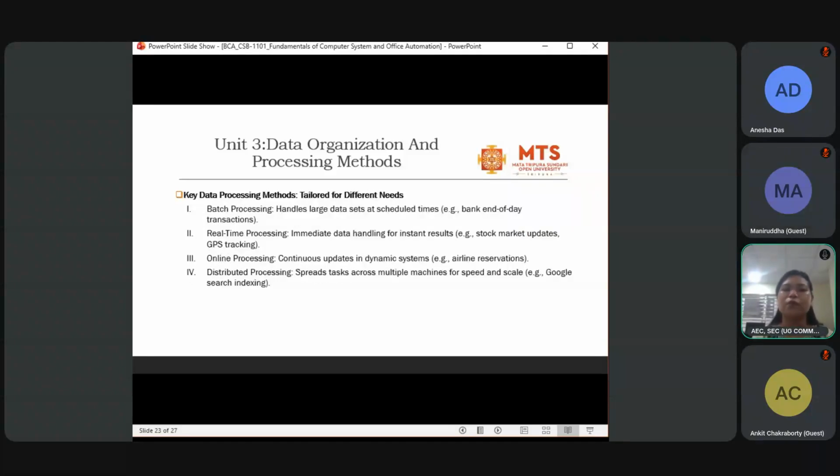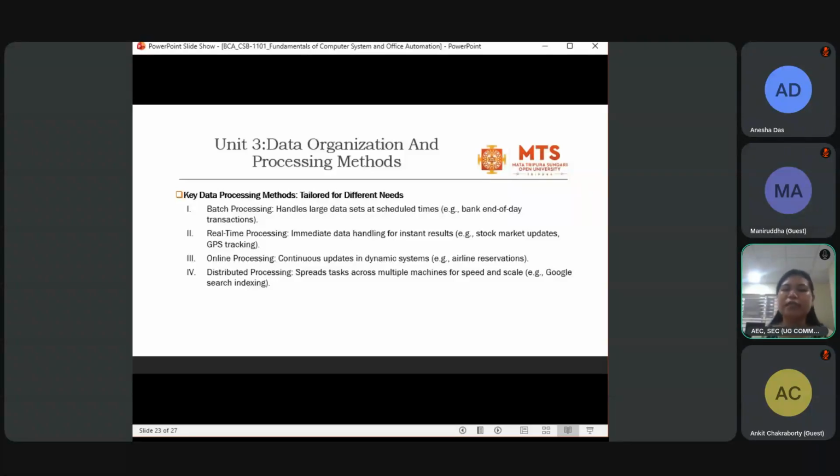Next, key data processing methods, tailored for different needs: batch processing, real-time processing, online processing, and distributed processing. Batch processing handles large data sets at a scheduled time, like a bank's end-of-day transactions. They process all the data at the end of the day. Like your bank statement, which you update monthly, that is batch processing.